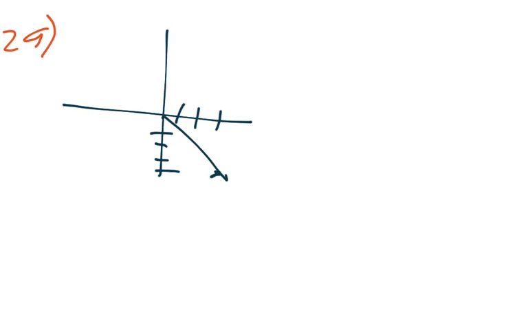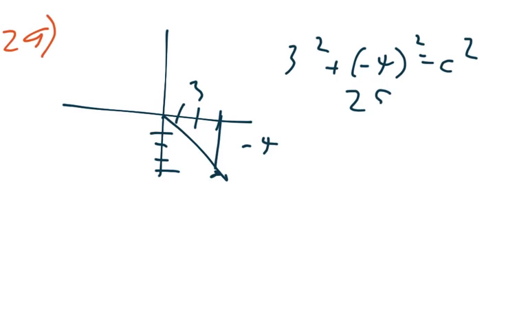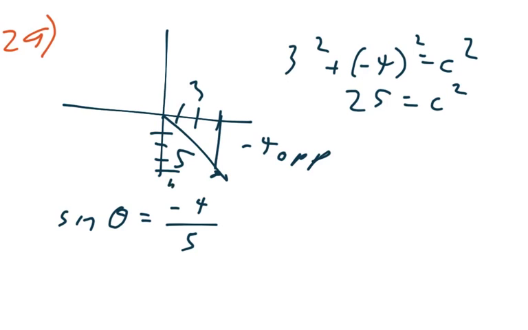which is on there. So here's 3 and here's negative 4. When we do the Pythagorean theorem, we wind up with 25 equals c squared. Square root of 25 is 5. And so the sine of theta turns out to be the opposite over the hypotenuse. So we wind up with negative 4 over 5. The x-axis is always the adjacent.